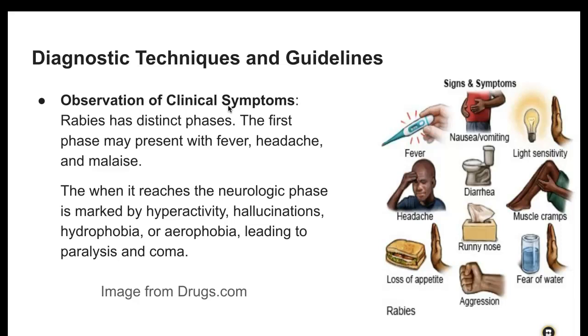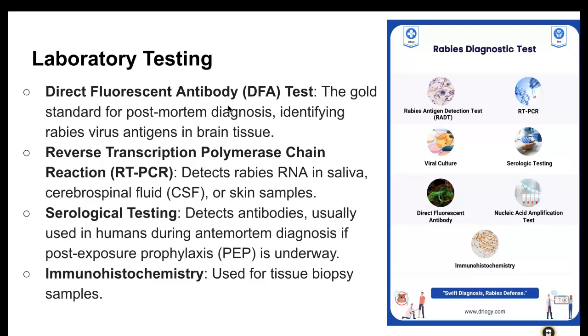And here's another thing from drugs.com, but you can see there's light sensitivity, muscle cramping, this fear of water, loss of appetite, and aggression, which is why you see a lot of animals that have rabies attacking other animals or people.